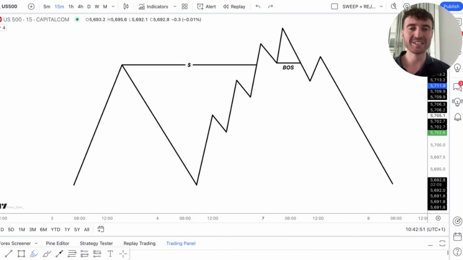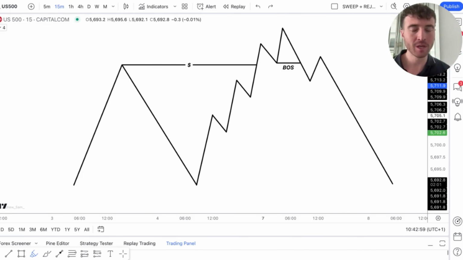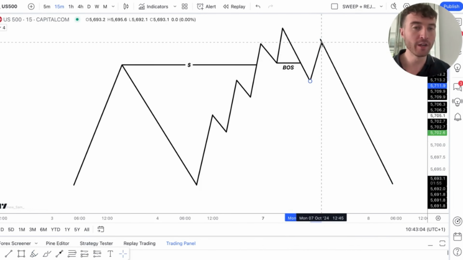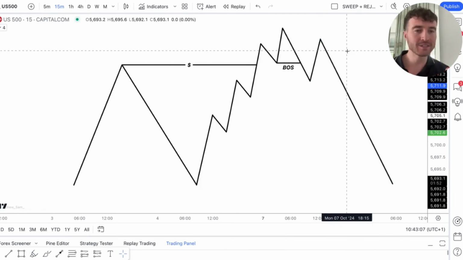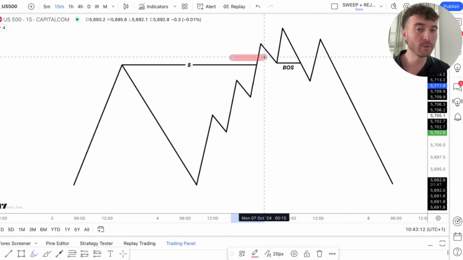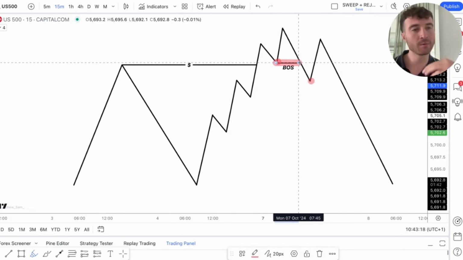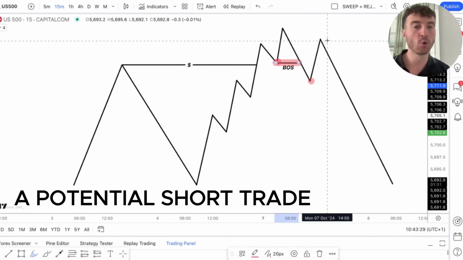Step number 3 is identifying our OTE, which stands for optimal trade entry. That may sound quite complicated, but it is actually very, very simple. All that means is once we see the break of structure, so we've seen our liquidity sweep, we've seen our shift to the downside right here, indicating momentum is now shifted and our swing structure is now sell bias, we can then look for a potential short trade.